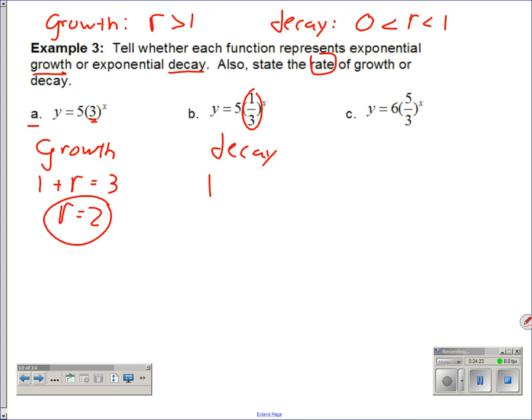Yeah, well, close. Well, 1, yes. Think about how you set it up. 1 minus your rate equals 1/3. So just work backwards and maybe add R and subtract 1/3. What's 1 minus 1/3? 2/3?